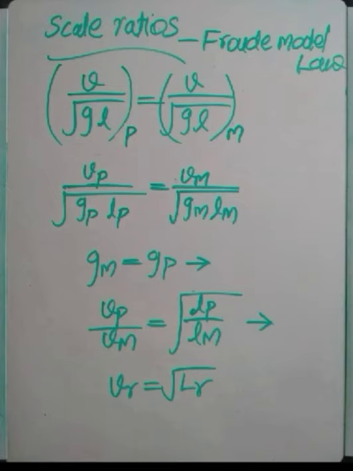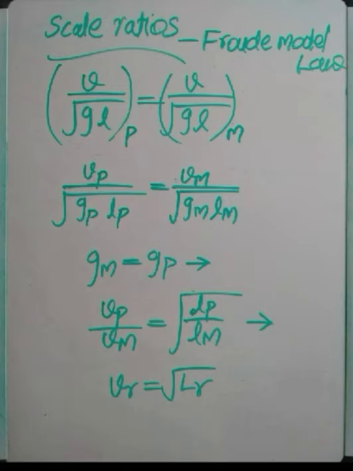the geometric similarity, that is the ratio between the length of the prototype divided by length of the model should be equal to Lr, that is the scale ratio for length. So we can write Vp by Vm is equal to square root of Lr, and it is called the scale ratio for velocity, that is the velocity of the prototype divided by velocity of the model. So we can say that the scale ratio for velocity should be equal to square root of Lr.